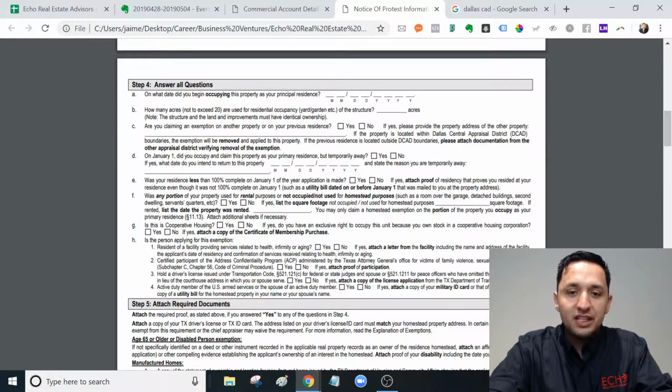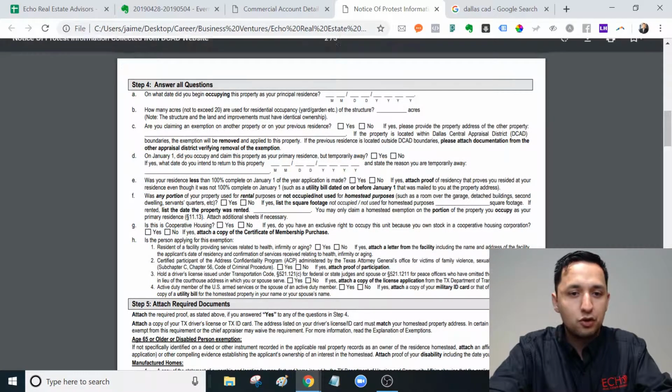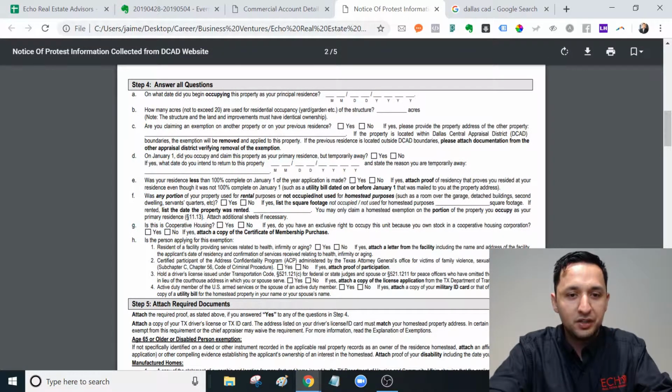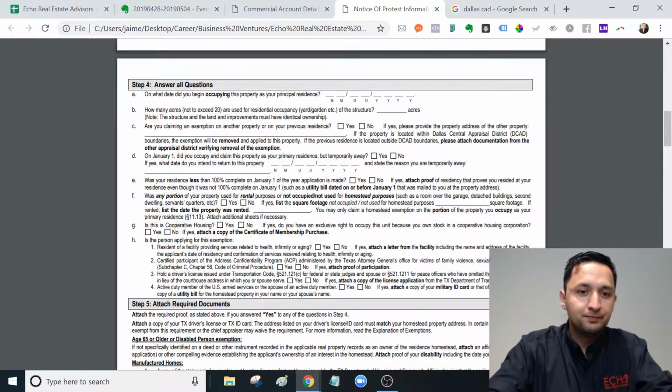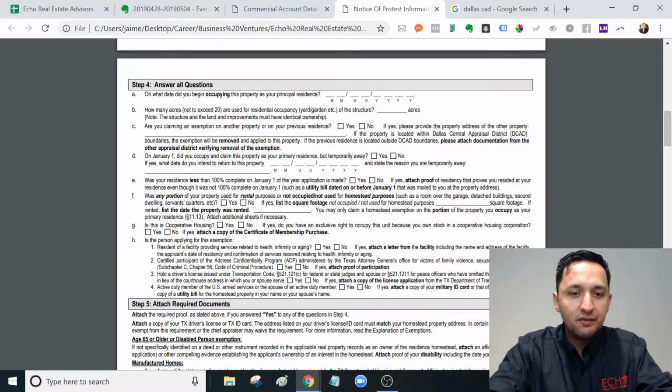If yes, do you have an exclusive right to occupy this unit because you own stock in a co-op housing corporation? Then you would put yes or no. If yes, attach a copy of the certificate of membership or purchase, so the certificate of stock.